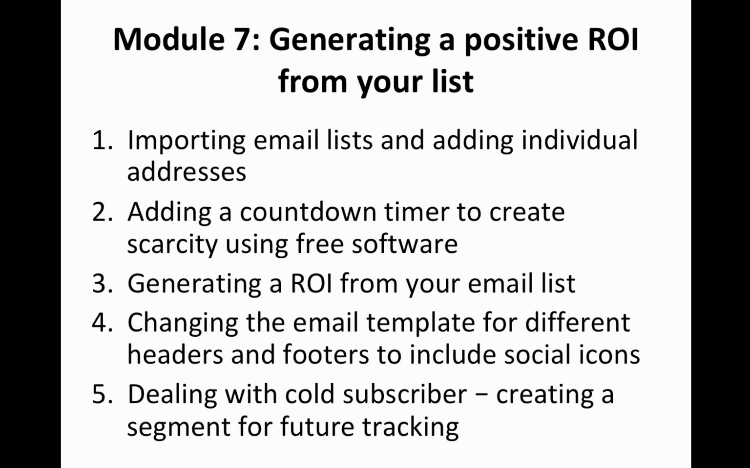Number 3, generating an ROI from your email list, and some techniques that I've used. Number 4, changing the email template for different headers and footers to include social icons. A little bit of a ConvertKit hack to make things look the way you want. And then dealing with cold subscribers. We're going to create a segment for future tracking.